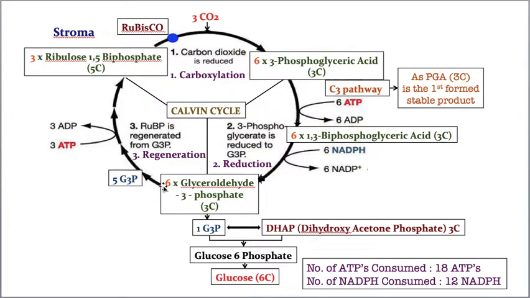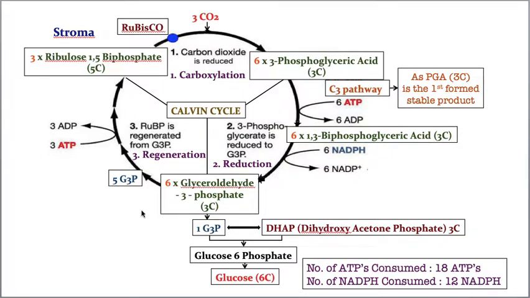Now 5 glyceraldehyde 3 phosphates remain in the cycle. These 5 glyceraldehyde 3 phosphates, each consisting of 3 carbons, that means 5 times 3 is 15. By utilizing 3 ATPs, they again reform the ribulose 1,5 biphosphates, that means RuBPs, and each RuBP consists of 5 carbons. How many are formed? 3. So 3 times 5 is 15, and 5 times 3 is 15. Each RuBP utilizes 1 ATP. So how many are formed? 3. So 3 ATPs are utilized.